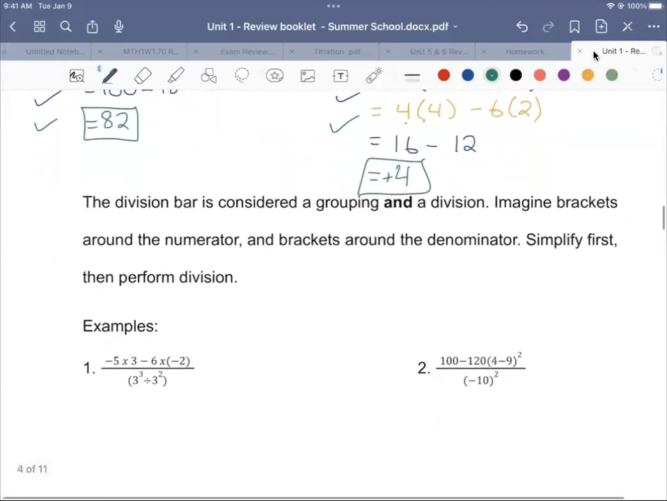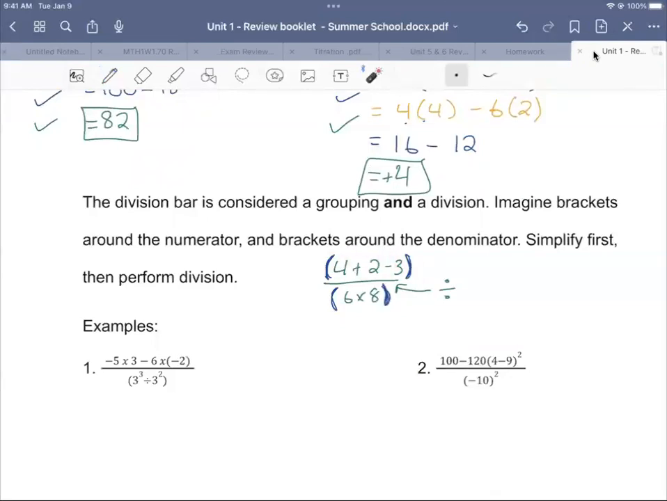Now, when we look at the division bar, it is considered both a grouping and a division. So for instance, every time I have something written as a fraction, say I had 4 plus 2 minus 3 over 6 times 8. This represents division. Now, it also acts to group it. So although we don't see brackets, you would imagine brackets up here and brackets down here, which means based on BEDMAS, we are going to do everything in the brackets up top and everything in the brackets at the bottom before we try and divide anything.